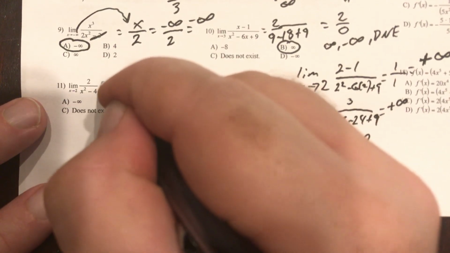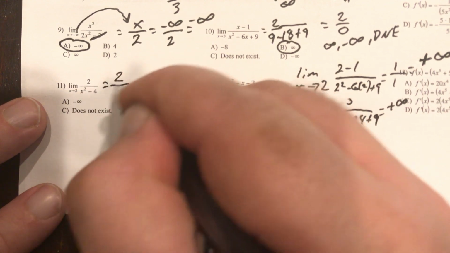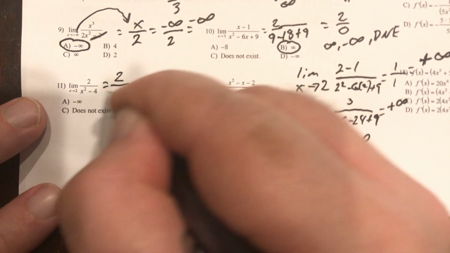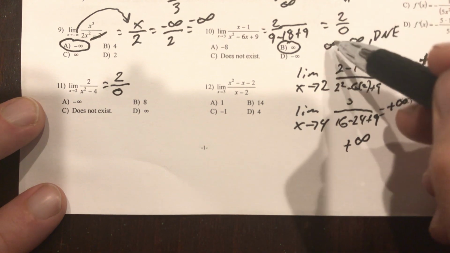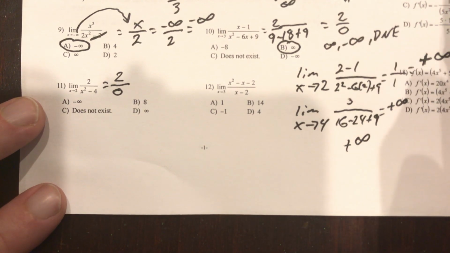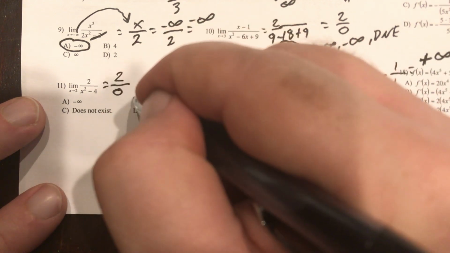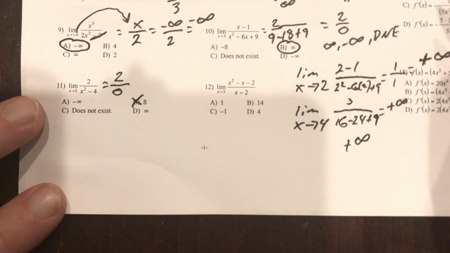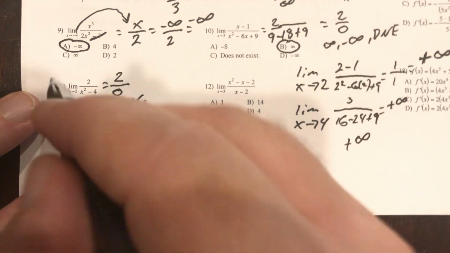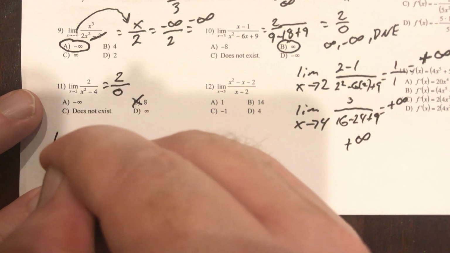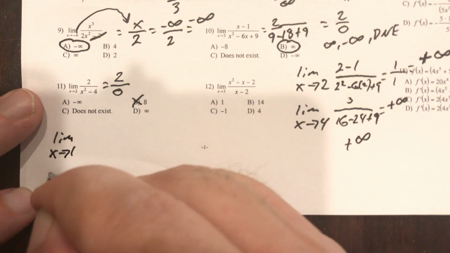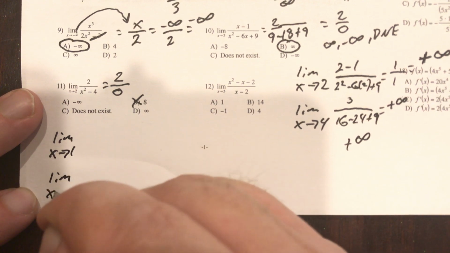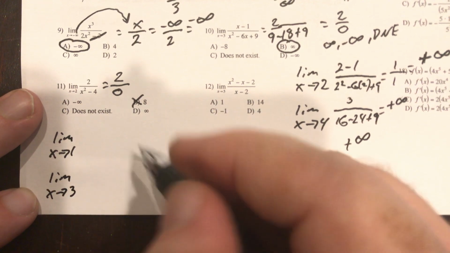Alright, this one. When you plug in 2, you get 2 over 2 squared is 4 minus 4 is 0. Same as here. So this is one of your 3 answers. Matter of fact, this is not an answer right away. So we got to split this up. As x approaches a number less than 2, so we're going to say 1. And as x approaches a number a little bit bigger than 2, we'll just say 3.